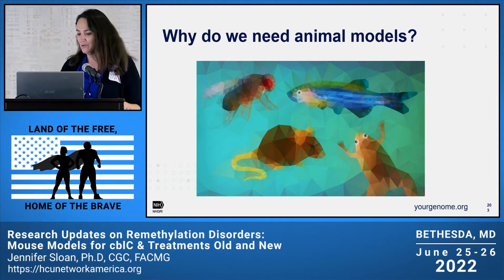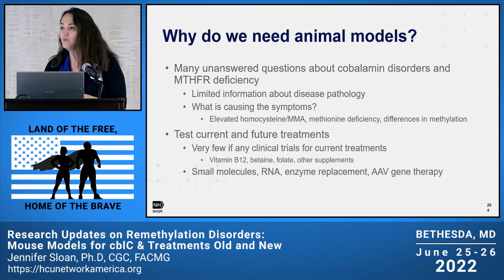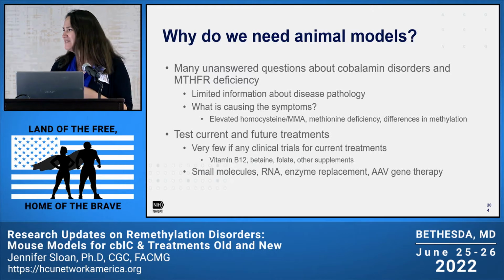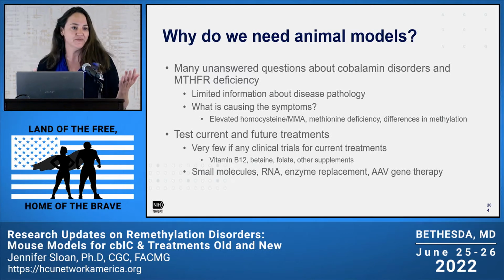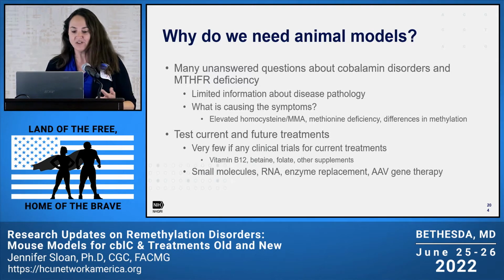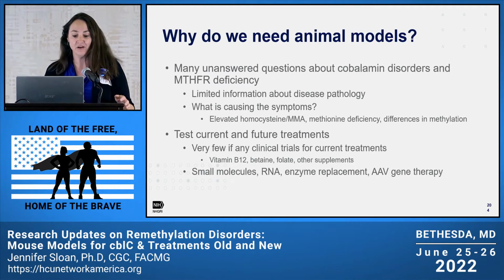So why do we need animal models? As Brittany talked about, there are so many unanswered questions about our diseases. Like what happens in the tissues and cells? In cobalamin C, what cells are affected in the eye, for example? What's happening to the brain? We don't have answers to these questions, and so animal models can help us understand the disease pathology.